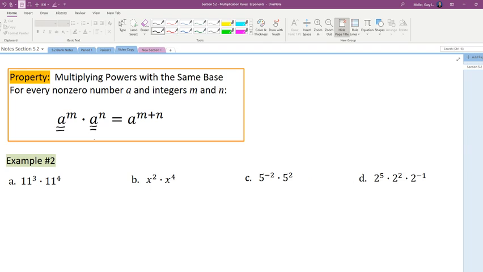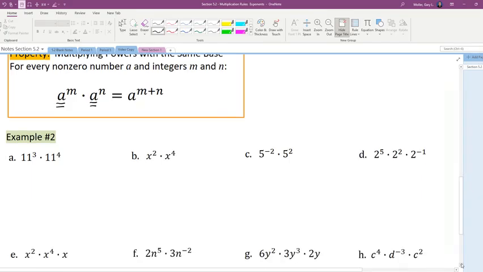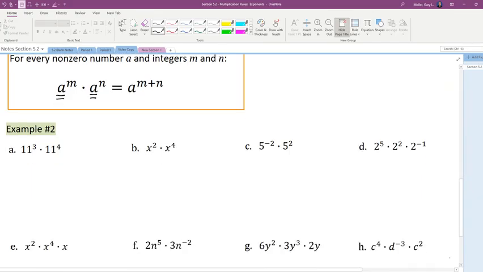You just do it. All right, we're going to breeze through some examples very quickly, so you can watch it again if I'm going too fast. 11 cubed times 11 to the fourth. We don't need to write all the 11s. What we know is this just means we have 3 plus 4. We have 7 of these 11s, which we're not going to bother to simplify because it's way too big.